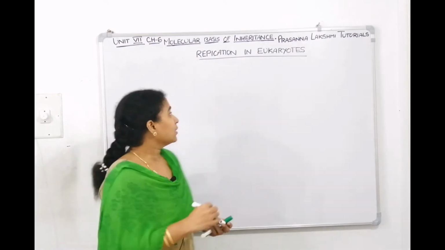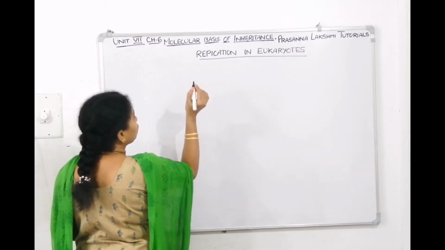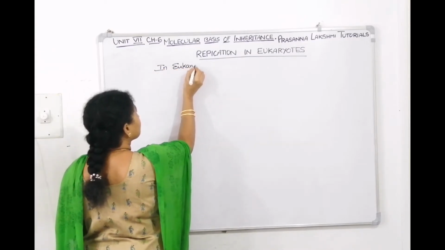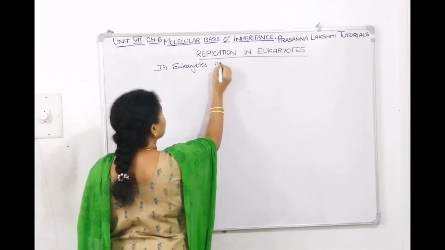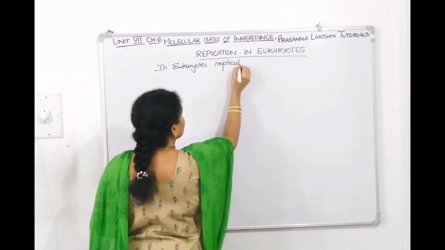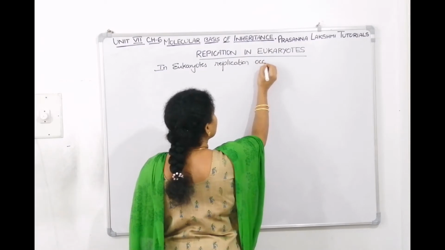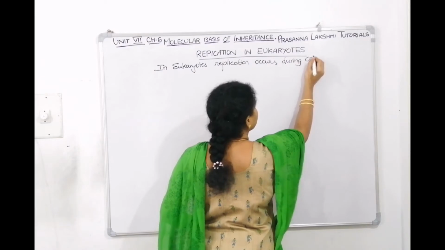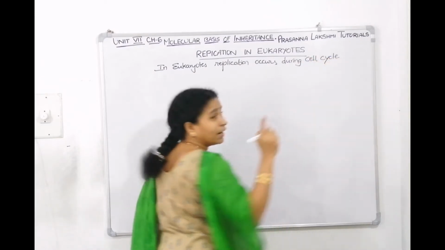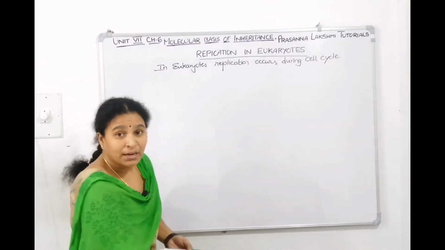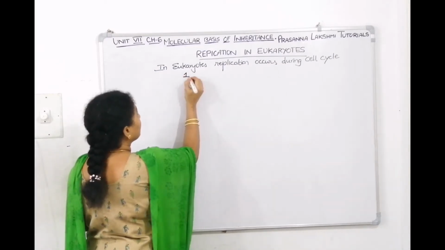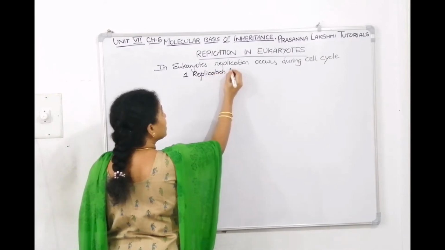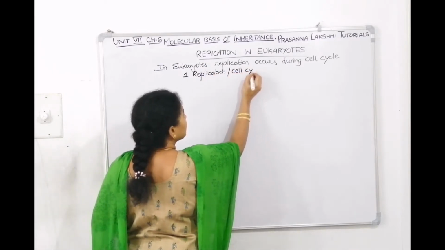Now, here, what is the replication? When does it happen in eukaryotes? Replication occurs during the cell cycle. One replication per cell cycle. One replication will happen per cell cycle.